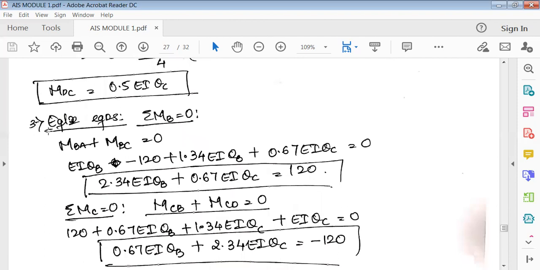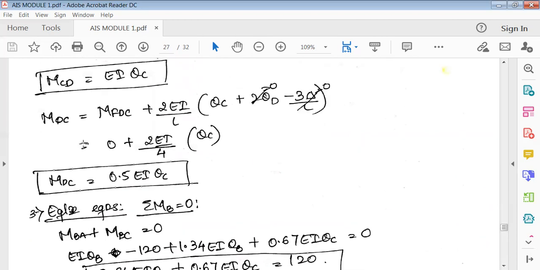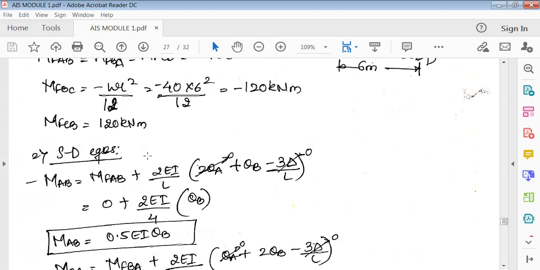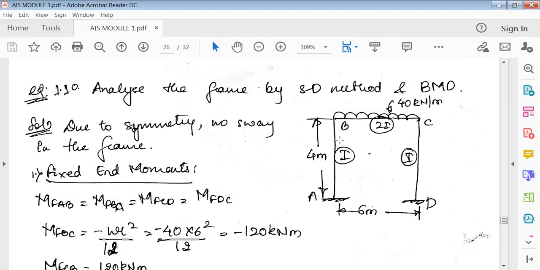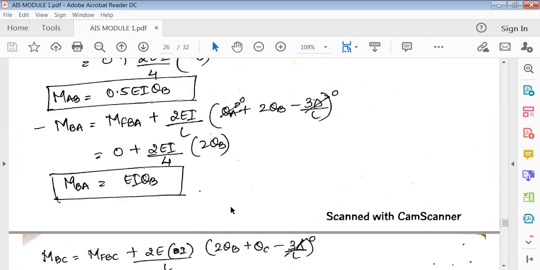That is the third part of the question. So the third step is joint equilibrium equations. Again, the joint equilibrium equation would be just the same as what you have done before. MBA plus MBC is equal to 0. The second joint equilibrium equation is MCB plus MCD is equal to 0.